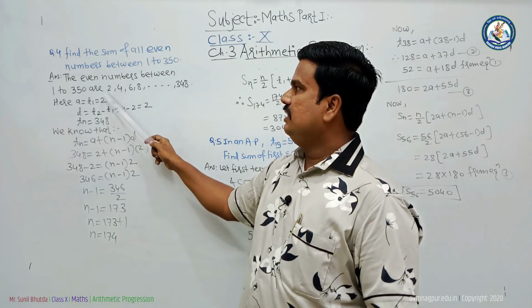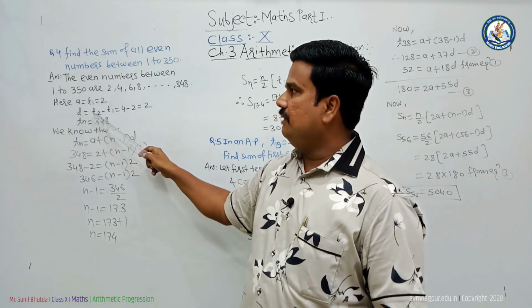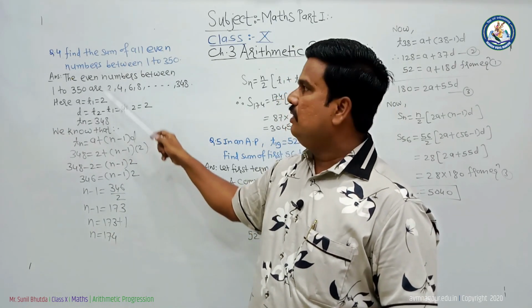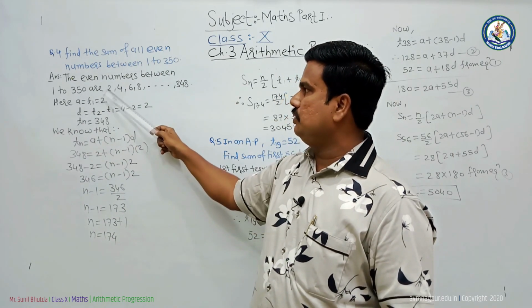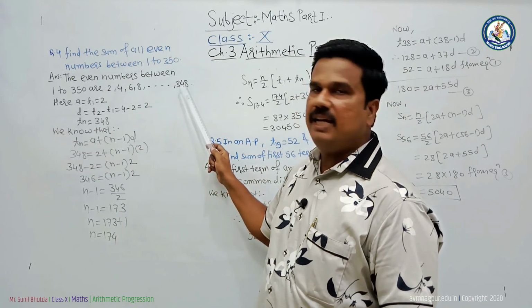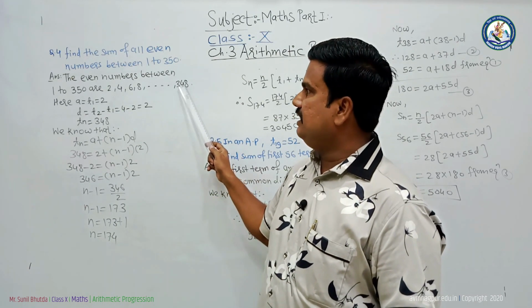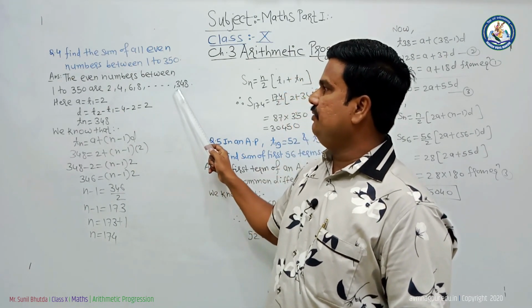What is the first term? Here it is 2. And what is the common difference? The common difference can be calculated using the formula T2 minus T1. The second term is 4, minus the first term 2, gives 2. What is Tn? Tn means the last term, the nth term of an AP. Tn is given, it is 348.